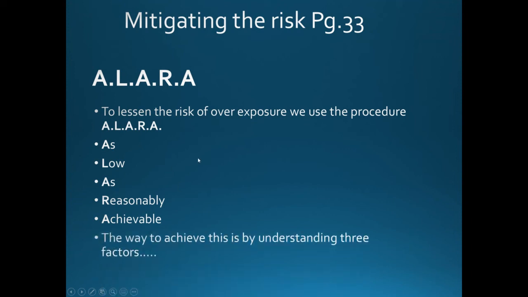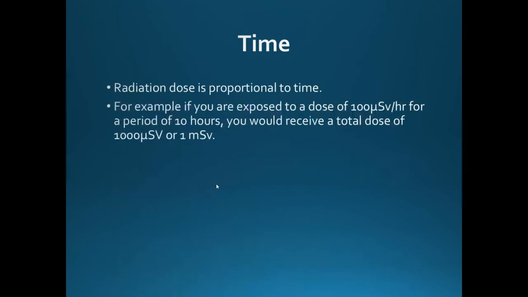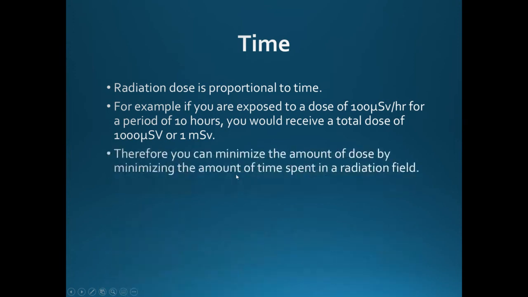And how do we do that? Three different factors, and we touched on these several slides ago, and now we're going to address them in a little more detail. Time. This one's pretty straightforward. Radiation is proportional to time. So long story short, the longer you're in it, the more it's going to hurt. So get in and out as fast as you can. So for example, if we're exposed to a dose of 100 microsieverts an hour for 10 hours, well, it's 10 times 100 or 1,000 microsieverts for 1 millisievert. So less time spent in that environment, the better.